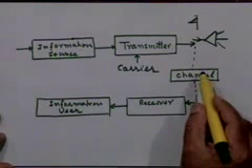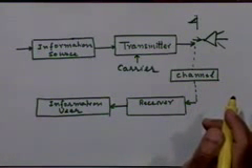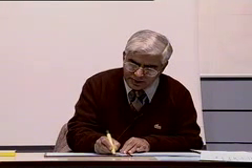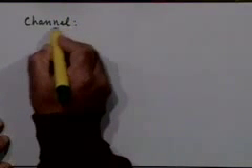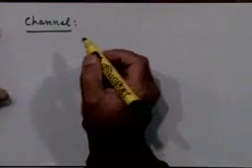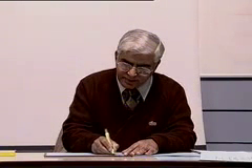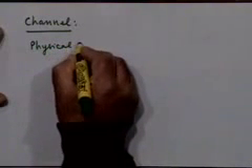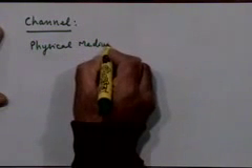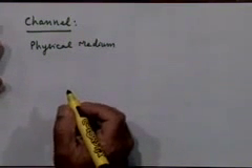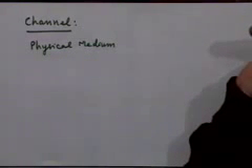Let's now come to the next thing in our block diagram, the channel. Now, somebody asked me a question about the bandwidth of the channel. So let's discuss channels a little bit in more detail. Channel, as I said earlier, represents the physical medium. Different kinds of channels will have different characteristics.